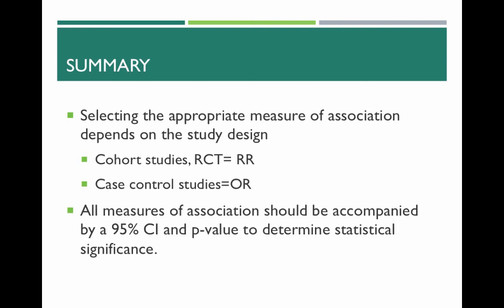So, just to sum up everything we've talked about in this lecture, selecting the appropriate measure of association depends on the study design. For a cohort study or clinical trial, we use a relative risk. For a case control study, we use an odds ratio. All measures of association should be accompanied by a 95% confidence interval and p-value to help interpret that measure of association and determine whether it's statistically significant.